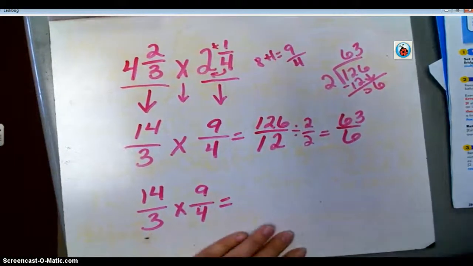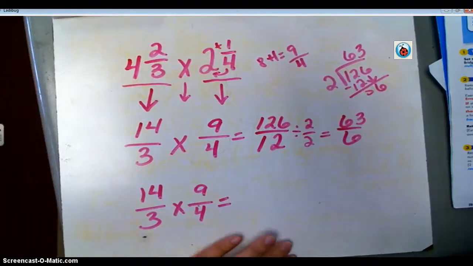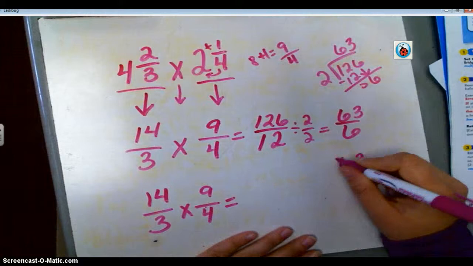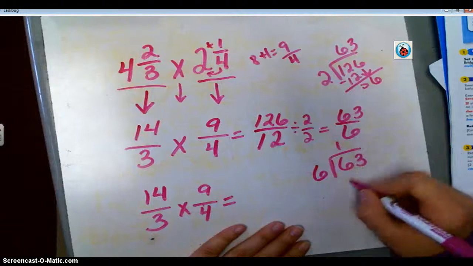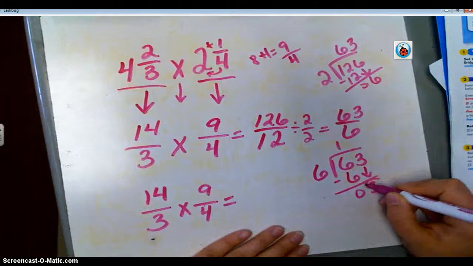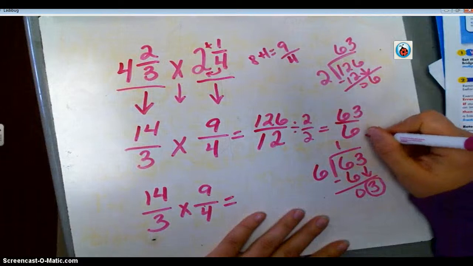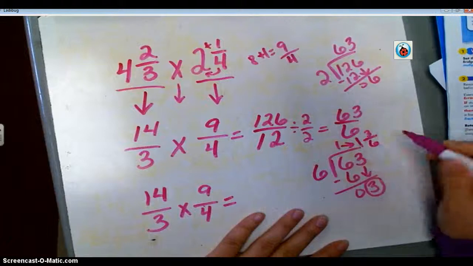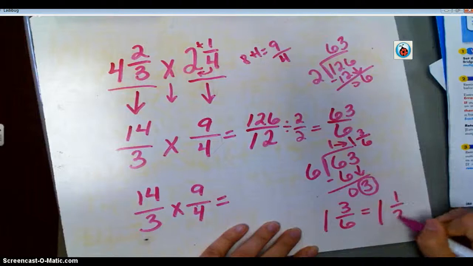What should I do? Does 6 go into 63 evenly? So let's just divide. 6 goes into 6. So what's this now? My remainder is 3, but if I want to make that a mixed number, it becomes my numerator. Good job. So 3, what's my denominator? 6. I now have 1 and 3/6, which simplifies to 1 and 1/2.